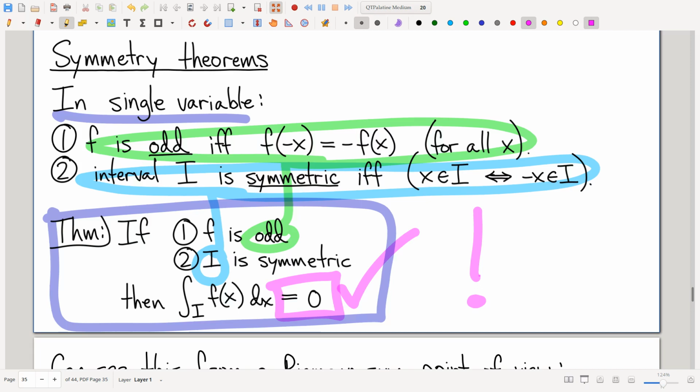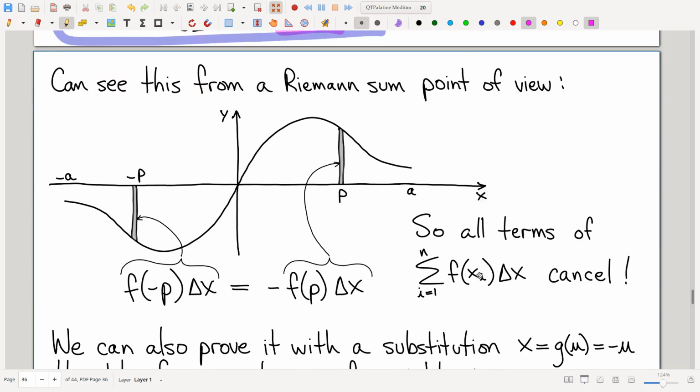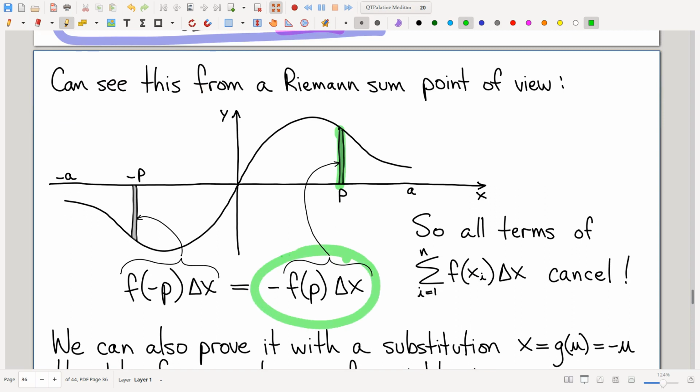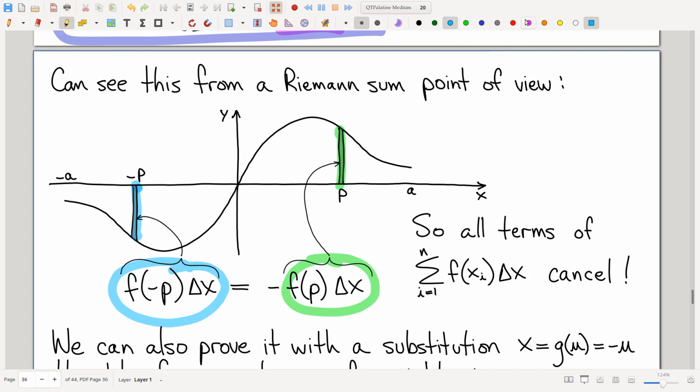Sometimes, not rarely, you'll happen to have a function with odd symmetry and a symmetric domain. And the argument as to why that works is you just look at the terms in the Riemann sum: this term here, that term there, and this term there. Because of the oddness of the function, because this curve is odd, the value of the function there is the negative of the value of the function there, and this minus.